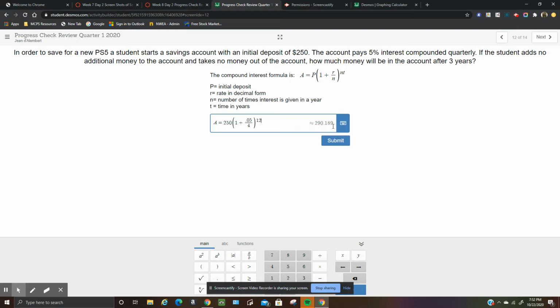And you get approximately $290.19, which would be a little bit short for a PS5, but maybe he could get some help from his parents after he showed that he was willing to keep his money in a savings account.